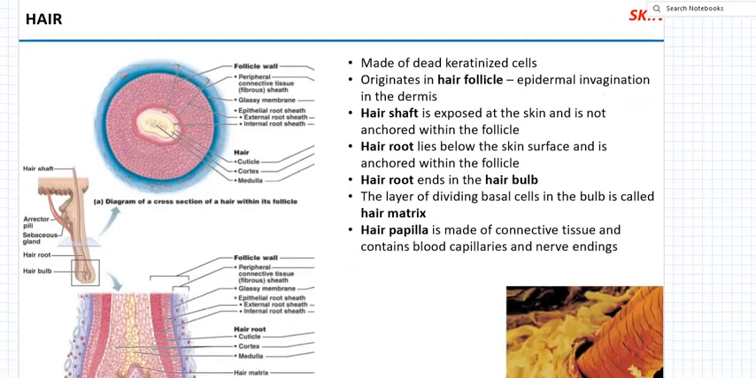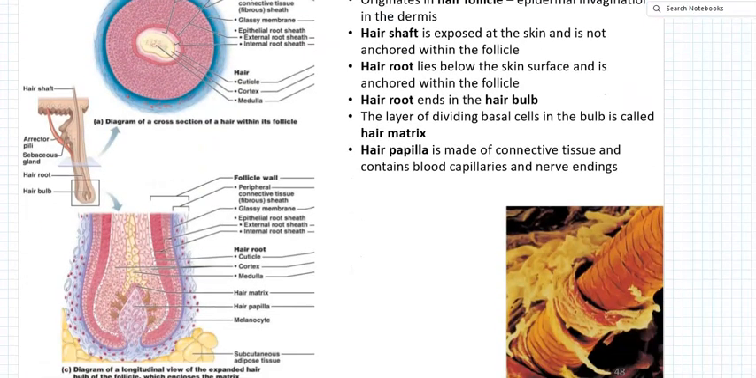Now hair. So let's talk about hair. This image looks way more frightening than it will be, trust me, on the exam. So things that you need to know about the hair anatomically. The part of the hair that extends over the surface of the skin is called the hair shaft. Okay?